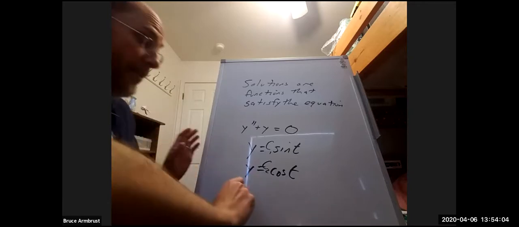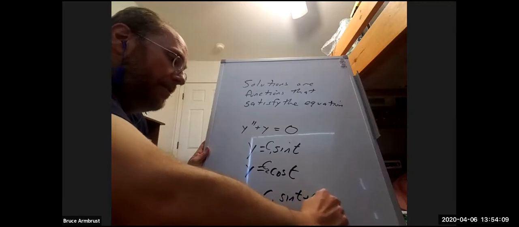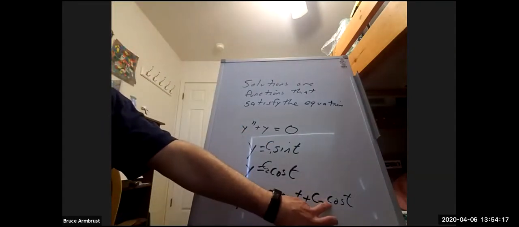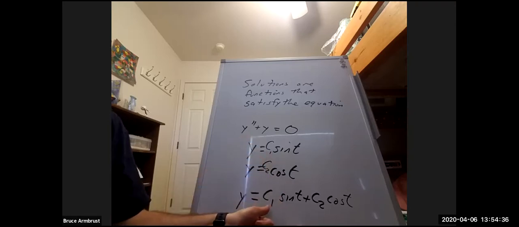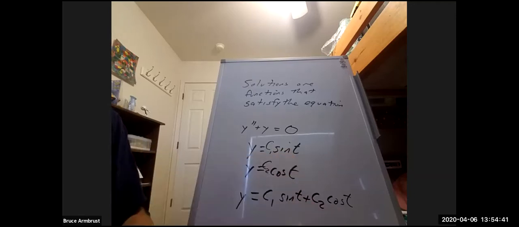What about this? Could I put those two together? Would that still be a solution? What do you guys think? Yeah? No? Yeah. I mean, we could slug it out, right? We could find the derivatives, put them in, you know, like the derivative of this is going to be C1 cosine plus or minus C2 sine, differentiate again, plug in and work.